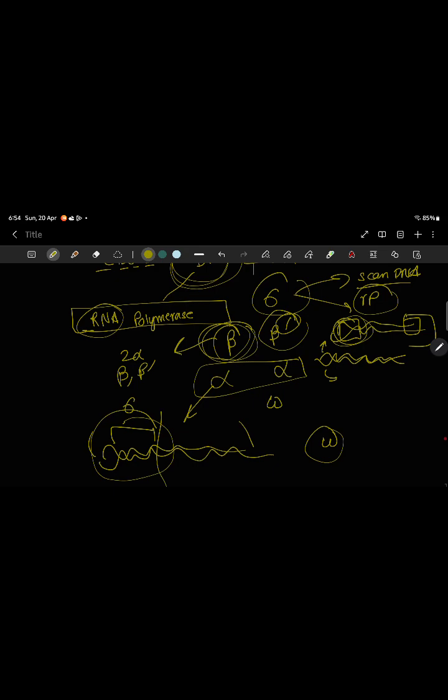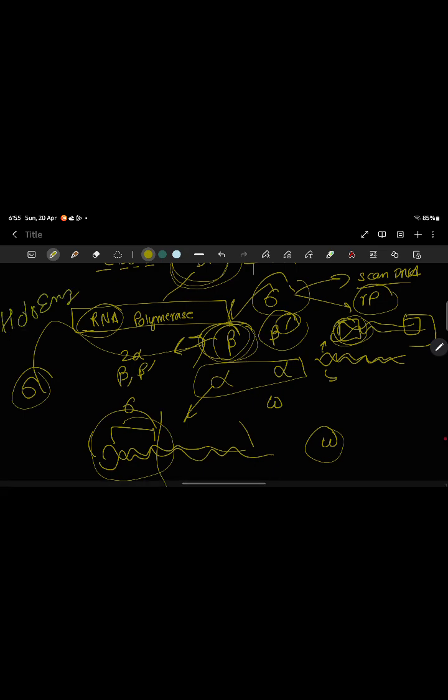And one more thing is that when the sigma factor is attached to beta dash, alpha, omega like this, we call it what? This is called holoenzyme. I have horrible handwriting. Alright, holoenzyme.